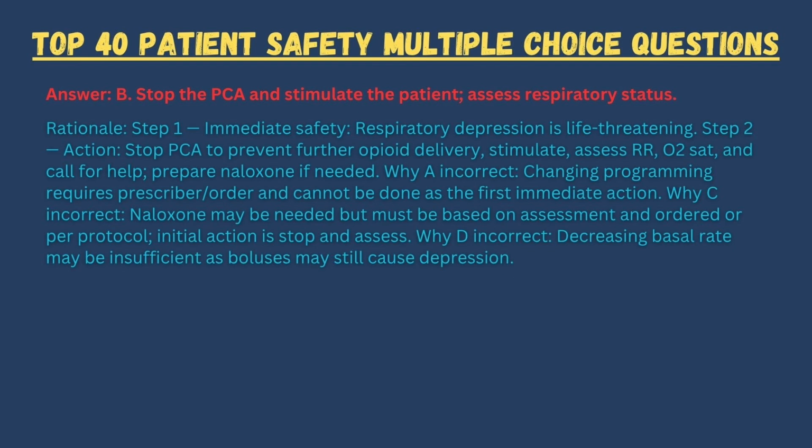Why A. Incorrect. Changing programming requires prescriber or order and cannot be done as the first immediate action. Why C. Incorrect. Naloxone may be needed, but must be based on assessment and ordered or per protocol. Initial action is stop and assess. Why D. Incorrect. Decreasing basal rate may be insufficient as boluses may still cause depression.